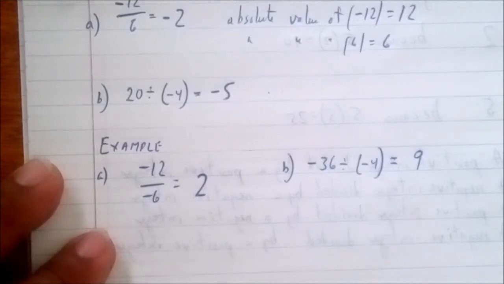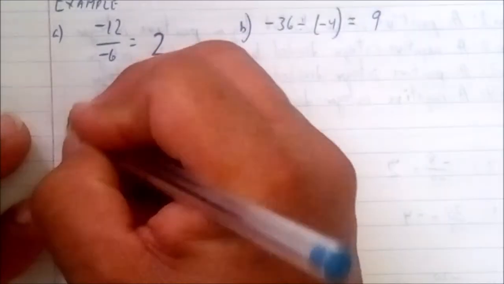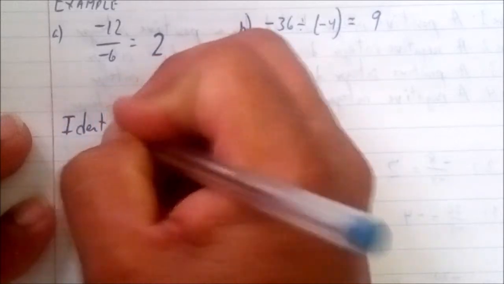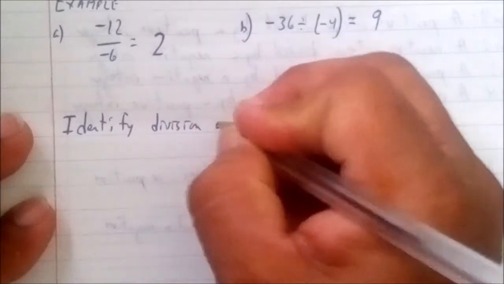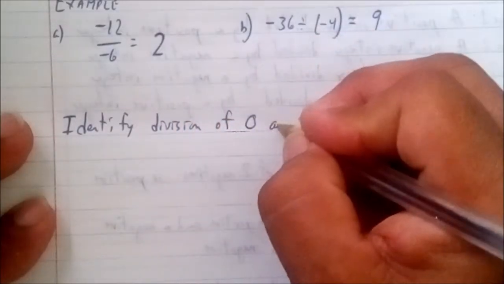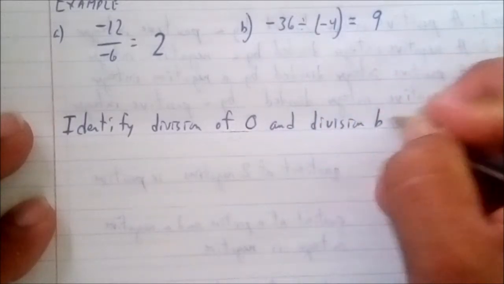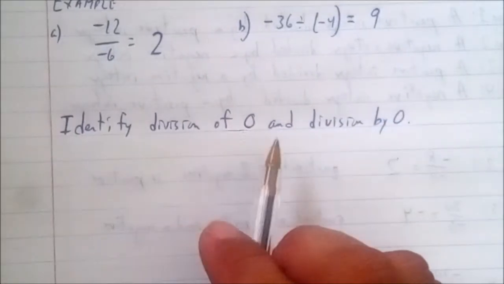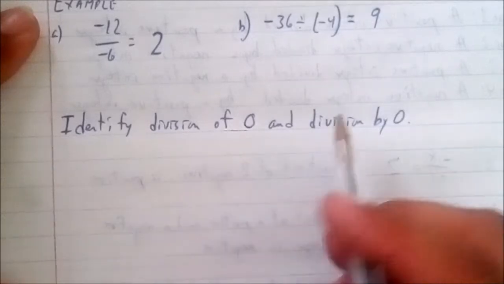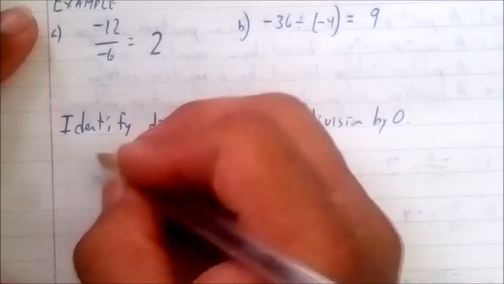Now, we're going to identify division of 0 and division by 0. Two different things. Division of 0 and division by 0 are two different scenarios. So to review this concept of division of 0, we will consider an example.